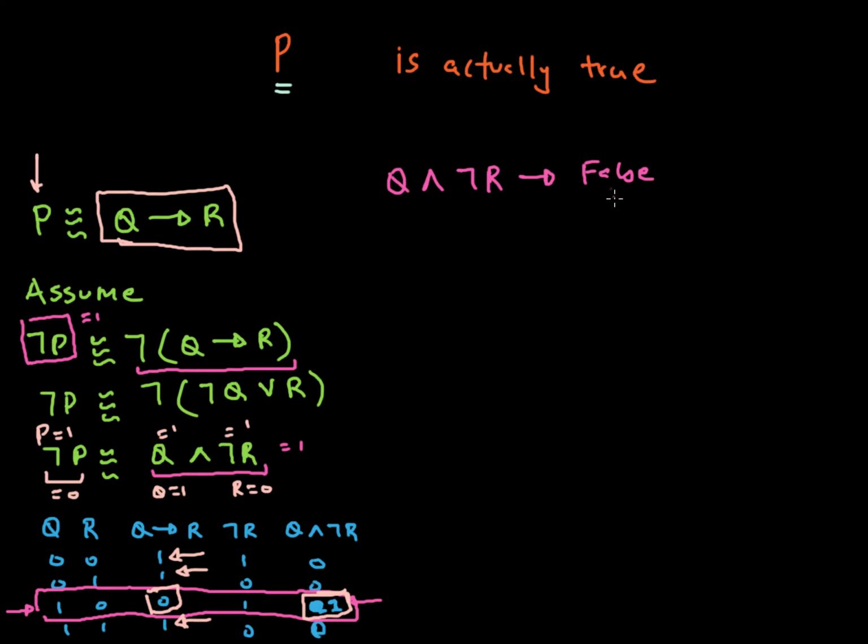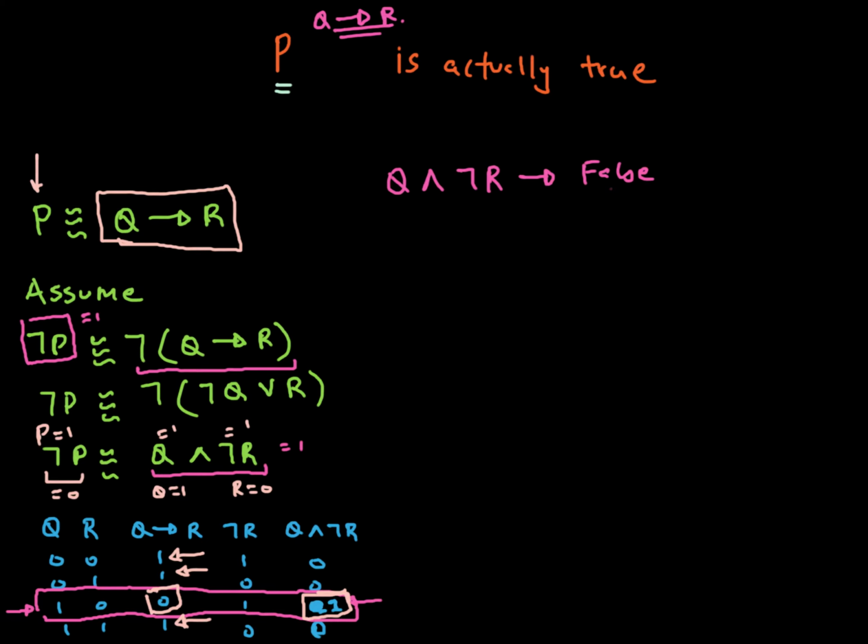And because of this contradiction, we said that the statement P, which is basically if Q, then R, is actually true. So what is it in the statement that, when it leads to false, allows us to come back and claim that the original statement P is actually true?